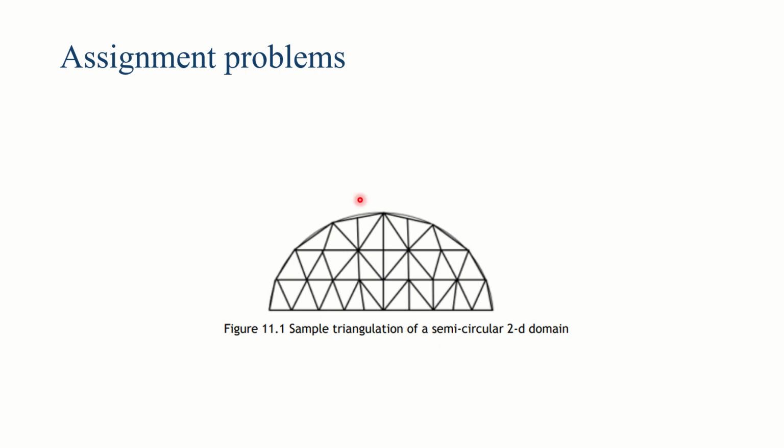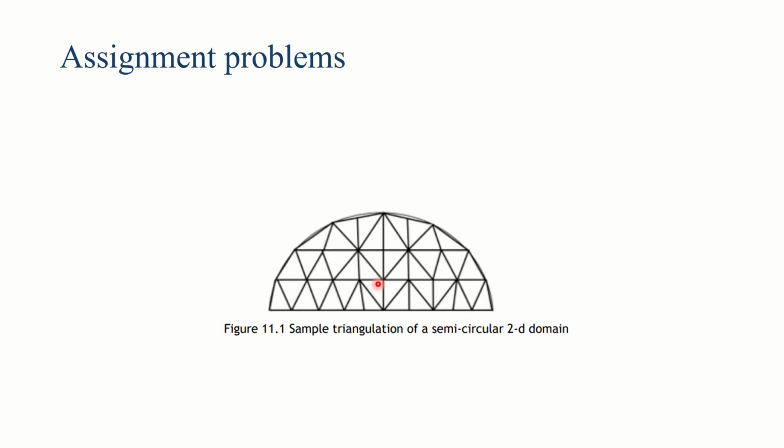This is figure 11.1, a sample triangulation of a semicircular two-dimensional domain. This is a semicircular domain in which we need to solve for something. We have done triangulation, so triangular meshing is done, and this is a two-dimensional semicircle. It is not properly done, it is just a sample triangulation, and on that basis we are going to deal with the questions.